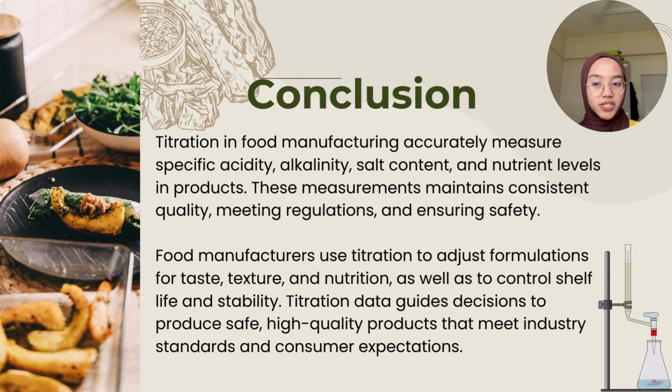Conclusion: titration in food manufacturing accurately measures specific acidity, alkalinity, salt content, and nutrient levels in products. These measurements maintain consistent quality, meeting regulations and ensuring safety. Food manufacturers use titration to adjust formulations for taste, texture, and nutrition, as well as to control shelf life and stability. Titration data guides decisions to produce safe, high-quality products that meet industry standards and consumer expectations.